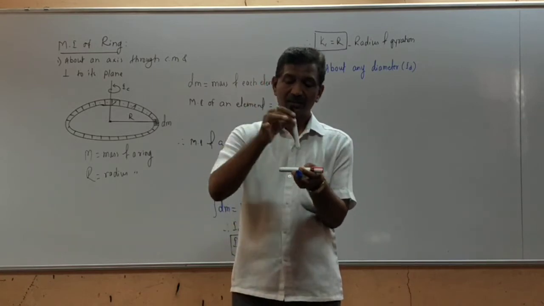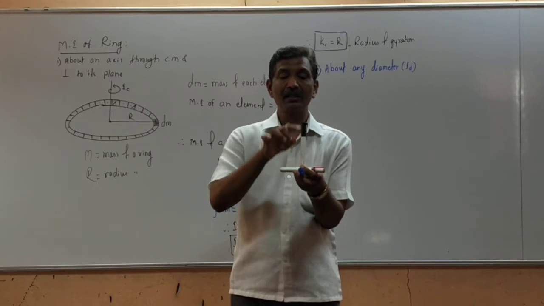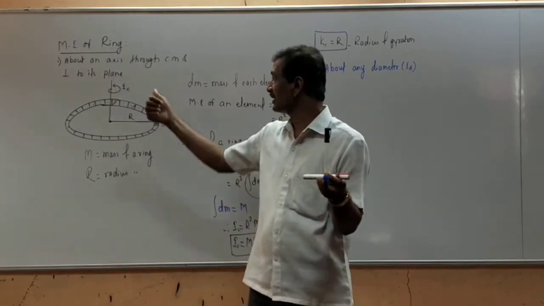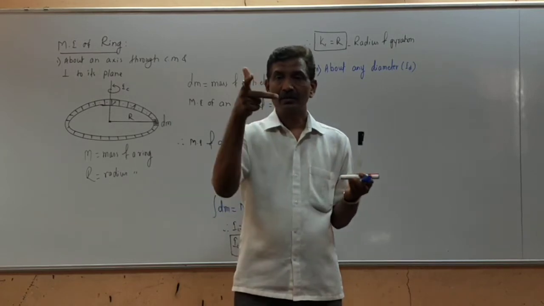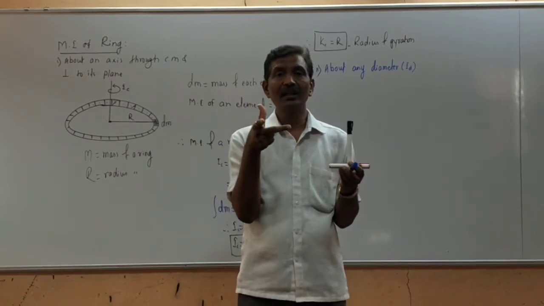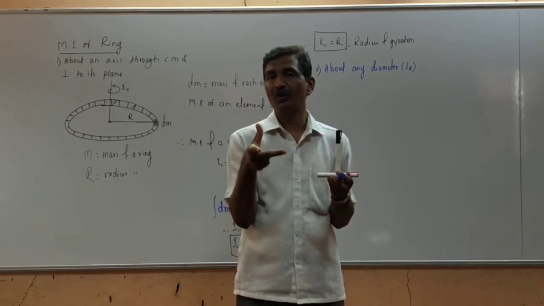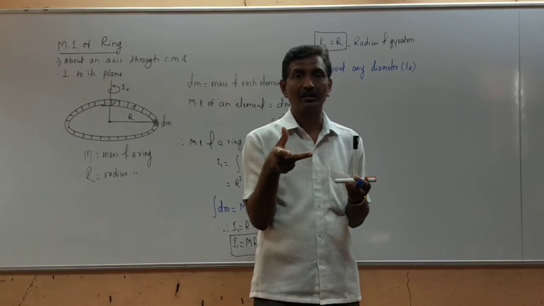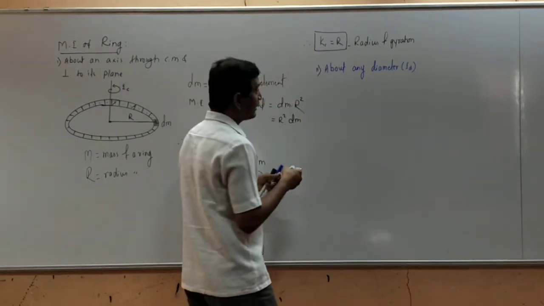Now we consider this one. It is the axis passing through the center and perpendicular to its plane, just like Ic. So these are the three axes. So the situation is like this. All the three axes are mutually perpendicular to each other and hence our theorem for perpendicular axis is applicable here. So we apply the theorem of perpendicular axis here.